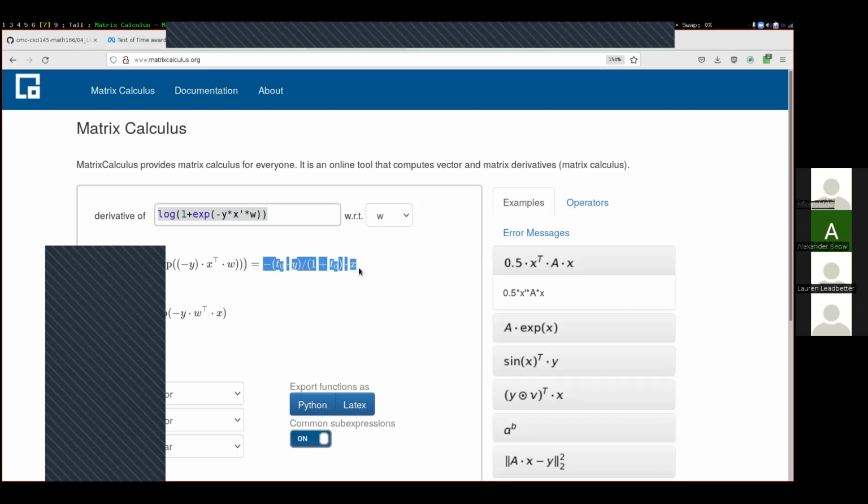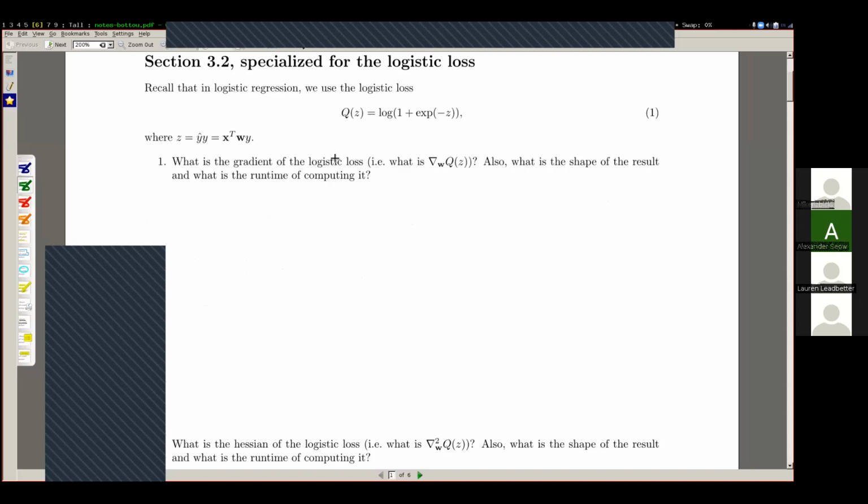And so here is what the output looks like. I will copy that over here. So the gradient with respect to W of Q of Z equals this, and that's sometimes written Q prime of Z, the prime just indicating that we're taking the gradient with respect to W.